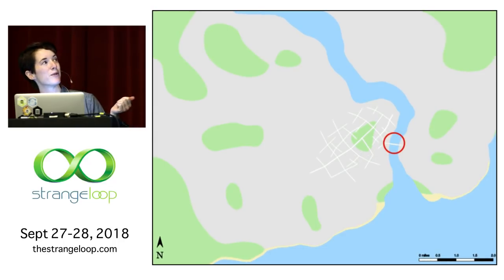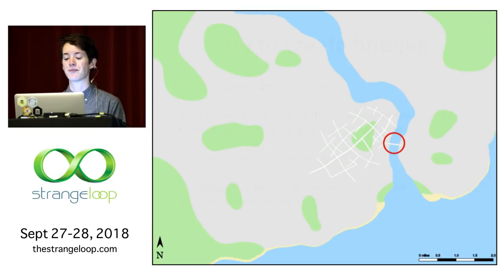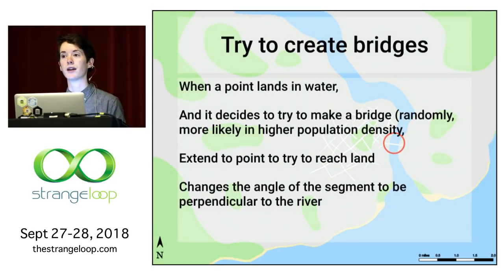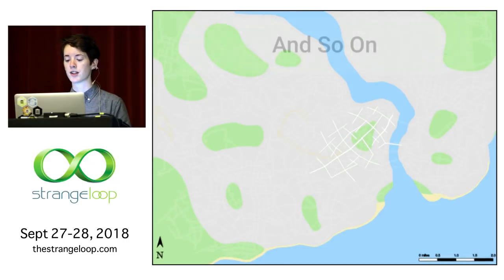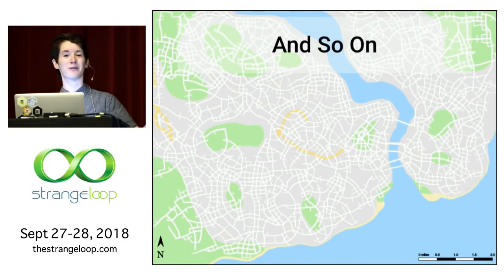And another nice thing happened. We made a bridge. So when a point hits water, it doesn't reject it outright. It goes to an edge case, and it tries to decide if it wants to try to make a bridge. And this is correlated to the population density, so that there tends to be bridges built where people live. So if it accepts that, it'll try to just make the point a little longer to get to land. And then the segment direction is shifted so that it's perpendicular to the river, just to make it look a little more realistic. So now we have bridges, which are very useful. And we just keep iterating on this until we have a whole bunch of roads.